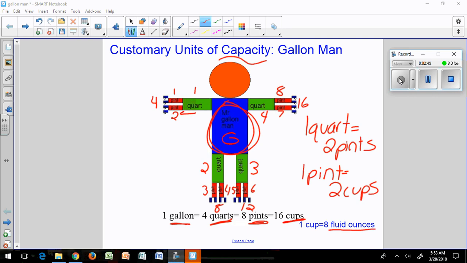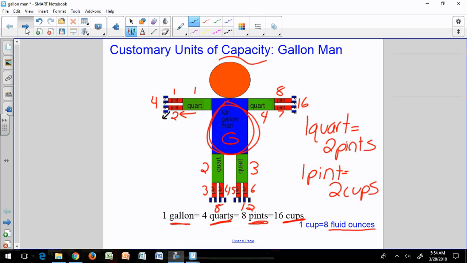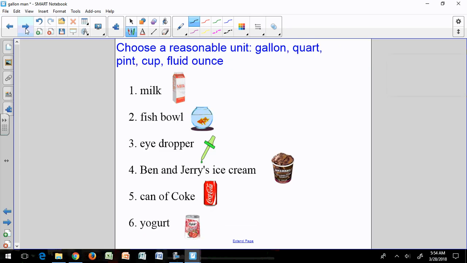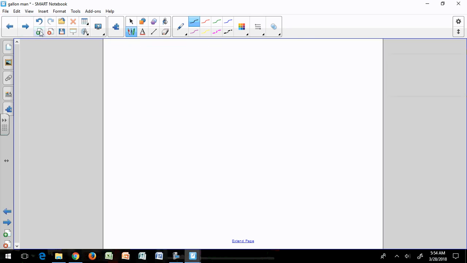In 1 quart, there are 2 pints. And 1 pint, if we look at his fingers here, in 1 pint we have 2 cups, 2 of those little blue fingers connected to it. So this is one way that you can see the conversions. Another way, you don't have this slide in your notes, but just draw it on the page with me.